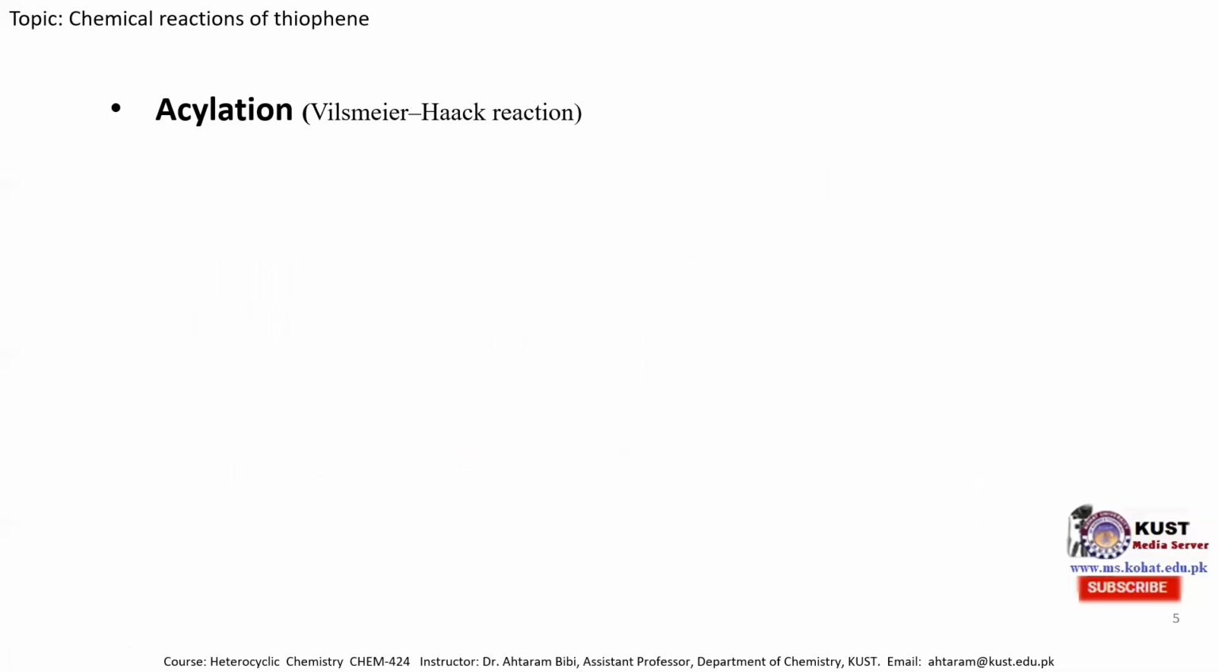Acylation by the Vilsmeier-Haack reaction: when thiophene is treated with phosphorus oxychloride in the presence of dimethyl formamide, then the aldehyde is substituted at its alpha position, and the reaction is similar to the reaction of furan. When furan is treated with dimethyl formamide and phosphorus oxychloride, then the same product, furan substituted at its alpha position with an aldehyde, is formed.